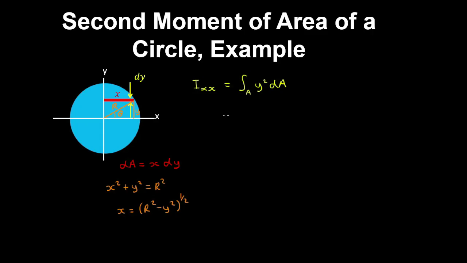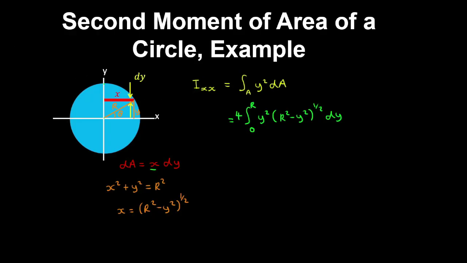Then we can substitute for dA in this integral. So I have the integral of y squared by r squared minus y squared to the 1/2. So that's x, and we're integrating over y. And here we're going to integrate from y equals 0 to y equals r, and that's going to give us a contribution of the second moment of area of 1/4 of the circle. So to obtain a net second moment of area, we'll just multiply this by 4.